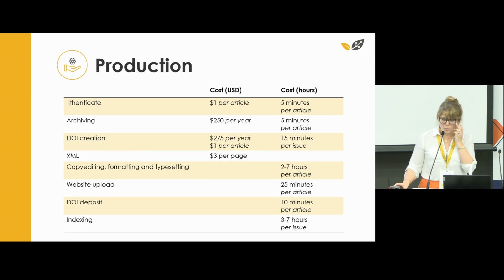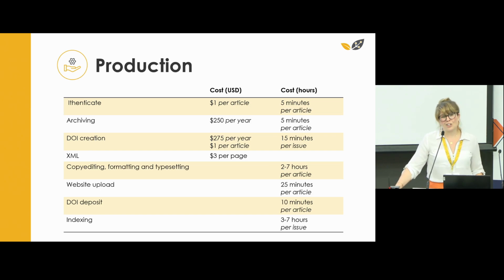Now, moving on to production, there are 3 explicit external costs. Authenticate, which is $1 per article. The long-time archiving, we use Portico, so we have an annual membership charge of $250. And then there's the DOI. So Crossref membership is based on your revenue, but if you're a small scholarly society or a university and you only have the one journal, hopefully, you'd probably be looking at around $275 in national fees plus $1 per article.